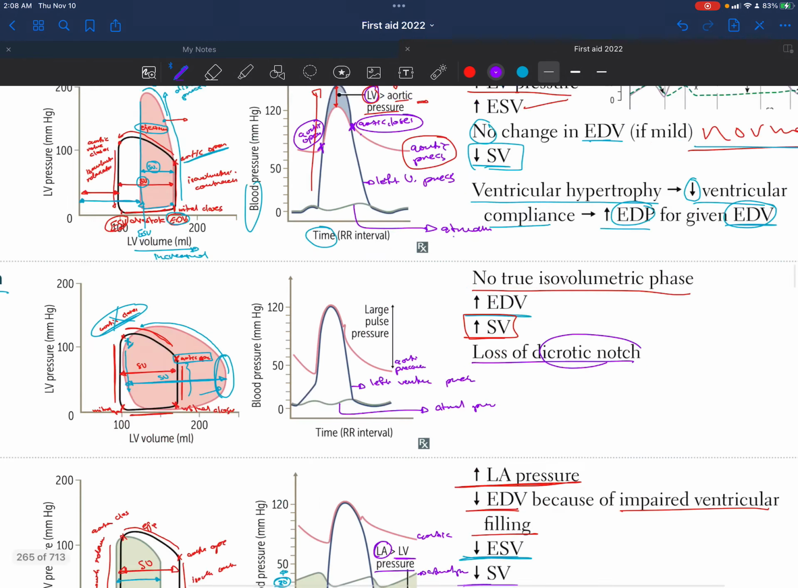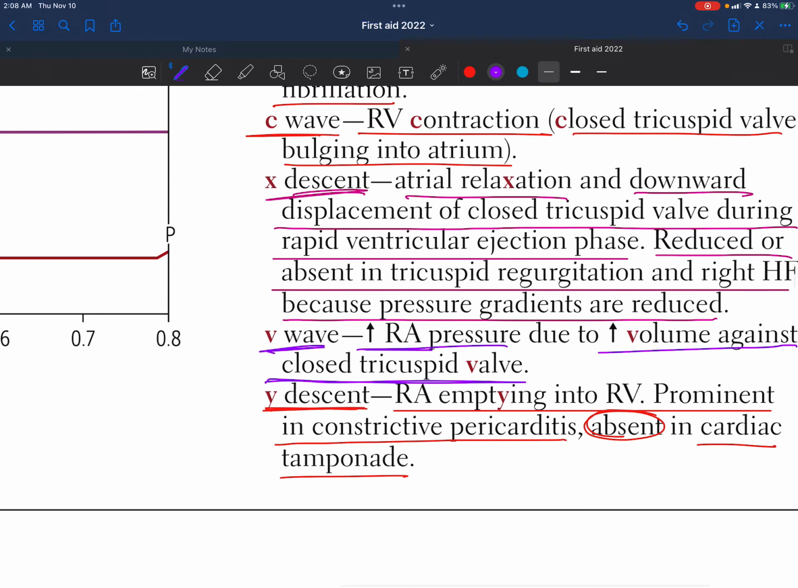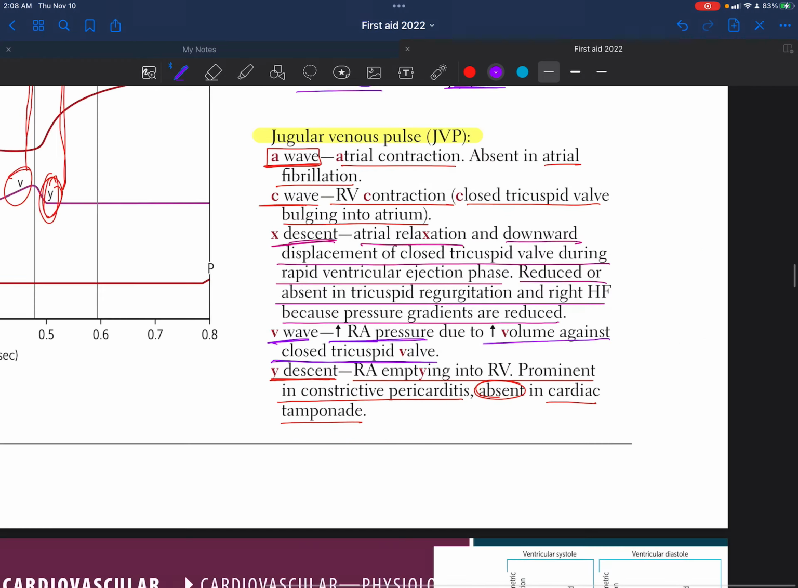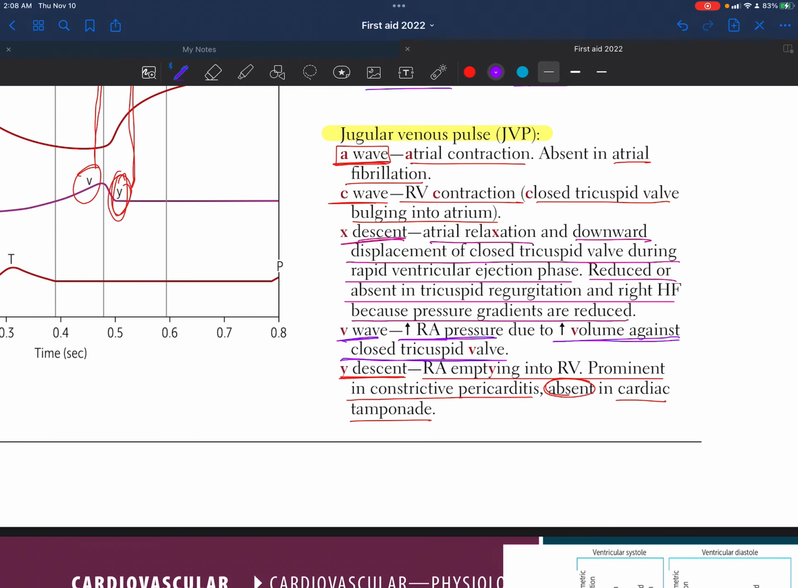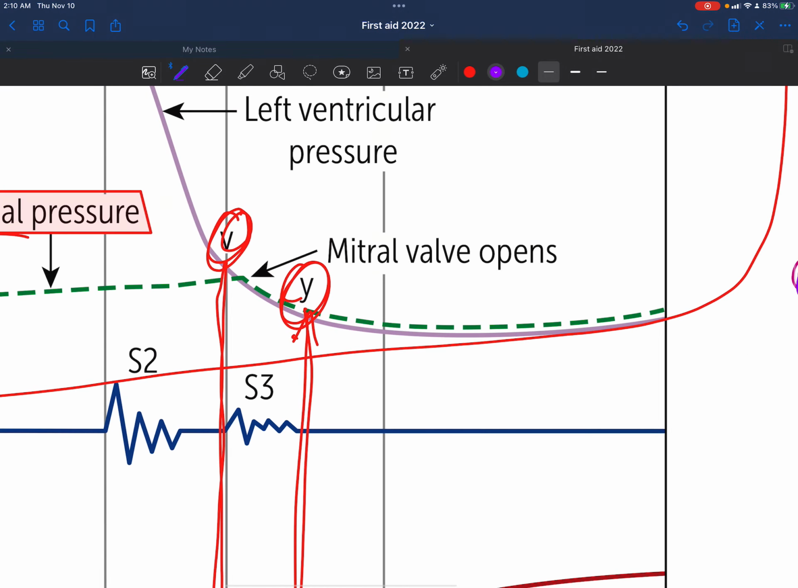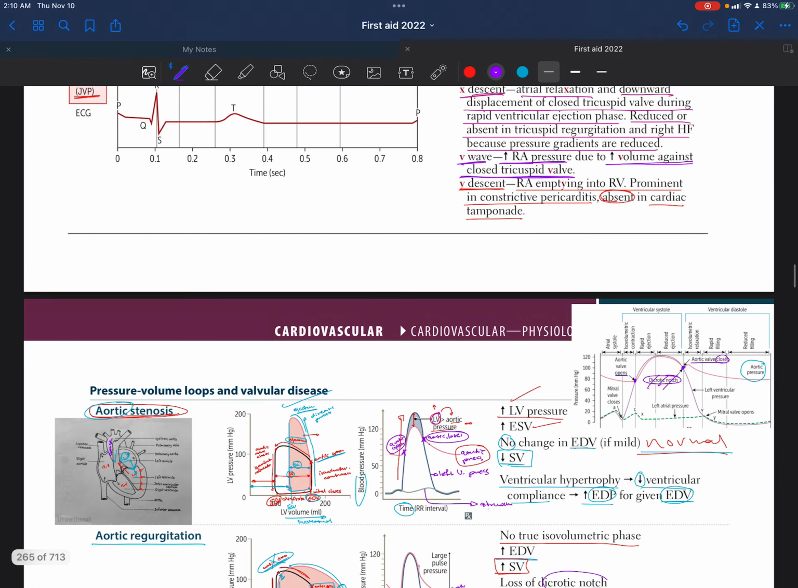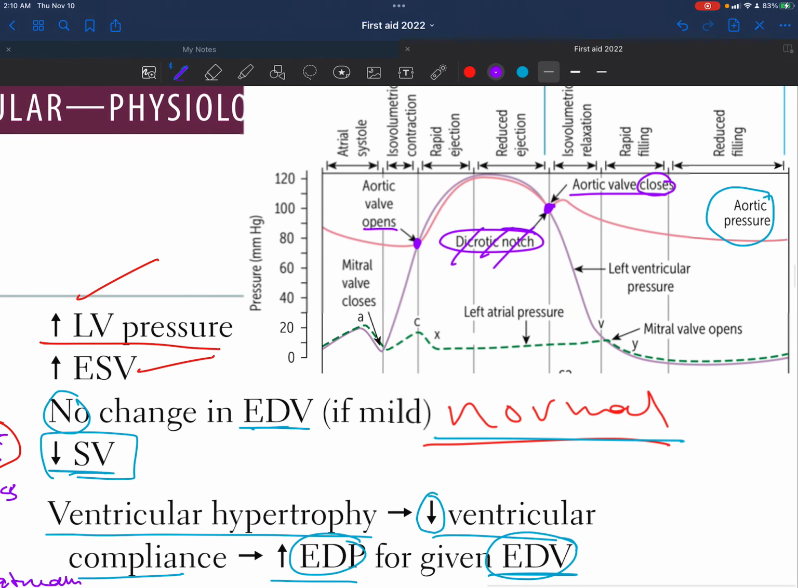So let's remember what the V wave was. The V wave was an increase in the atrial pressure due to increased volume against a closed valve. It's easier to look at the graph and look for the V wave. This is the V wave that we're looking for. Now, this is under normal conditions, but in our case, we're going to see a tall V wave.